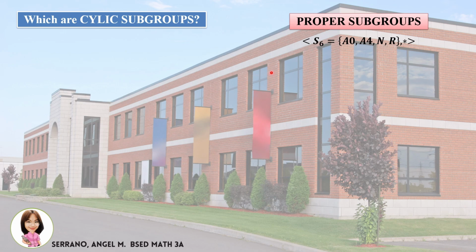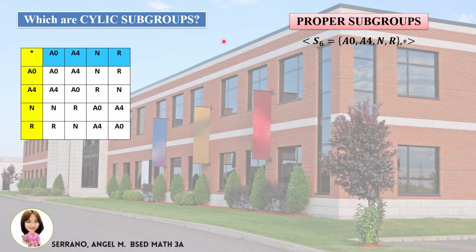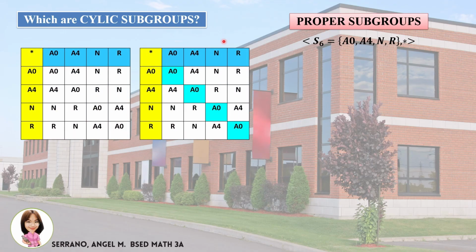The next, we have the group of S sub 6, which contains the elements A0, A4, and others under binary operation star. Again, let's classify if its table is abelian. As you can see here, it is obviously abelian since all the elements in the table mirror each other across the diagonal. So therefore, it is abelian. How about if it has at least one generator?